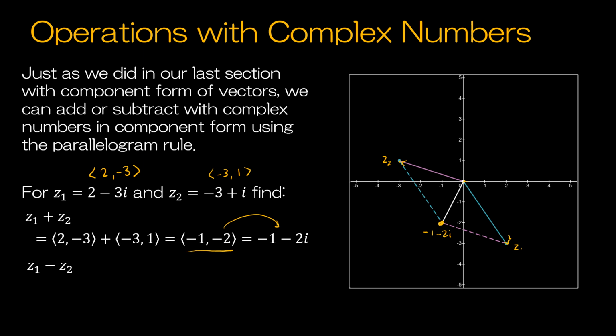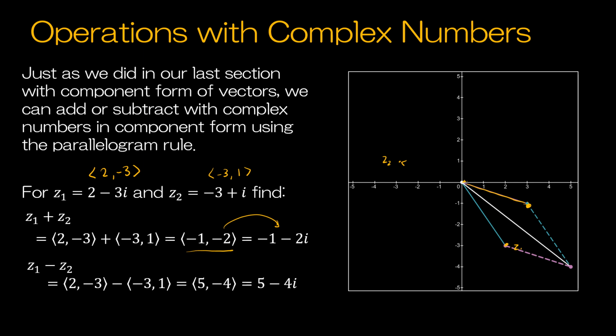Same thing for z1 minus z2. So now I'm thinking about z1, which we know is right down here. But for z2, I want to think about the negative version of z2. So instead of (-3, 1), I'm thinking of (3, -1). So when I'm doing the parallelogram rule, that's using this version, or negative z2. So now if I do that math, I can take (2, -3) minus (-3, 1) to get (5, -4), or 5 minus 4i.